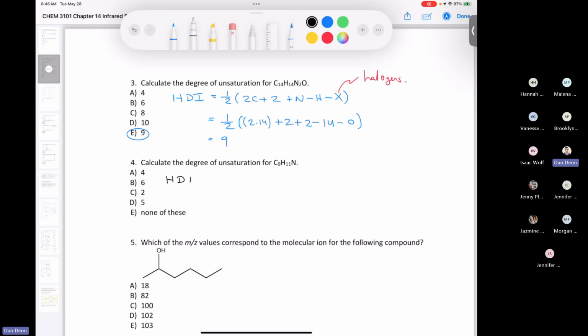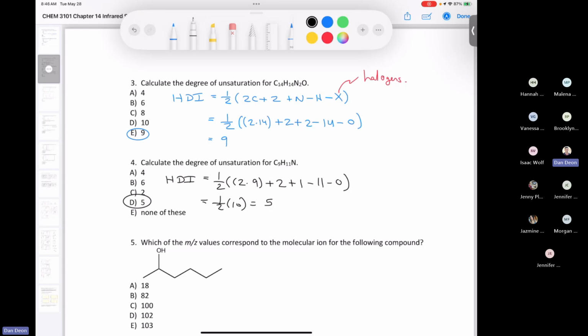So we have HDI is equal to 1/2, 2 times the number of carbons, which is 9, plus 2, plus the number of nitrogens, which is 1, subtract the number of hydrogens, which is 11, subtract the number of halogens, which is 0. There we go. I think I have it. So when you put that in your calculator, you end up with 1/2 times 10. So that gives you an HDI of 5.